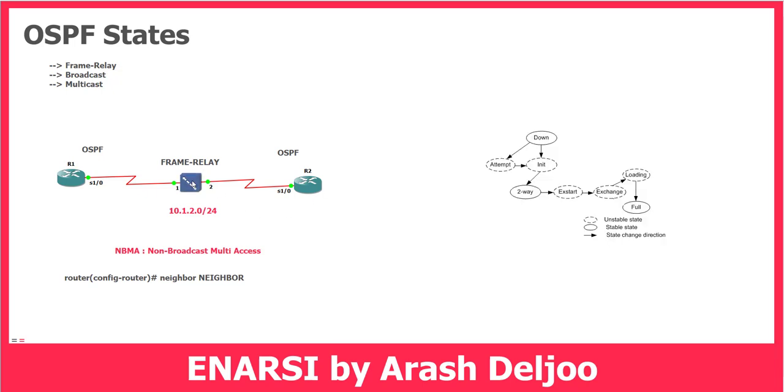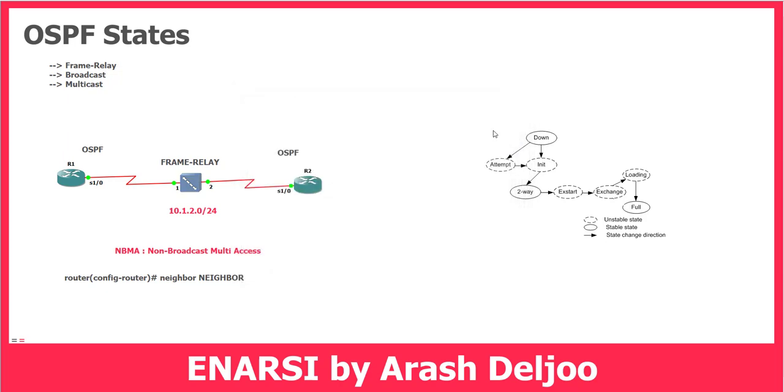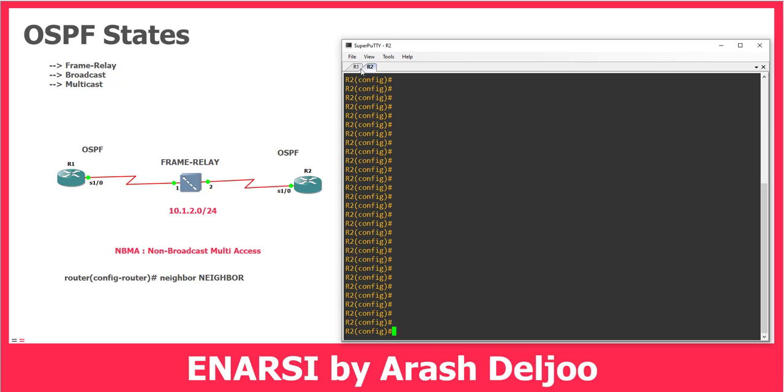Also in the Frame Relay switch, I have configured this value: port 1 with the DLCI of 100.02 connected to port 2 with the DLCI of 200.01. If you want, you can copy all of this configuration, or you can view only this part of the video. Now let me configure OSPF on router 1.